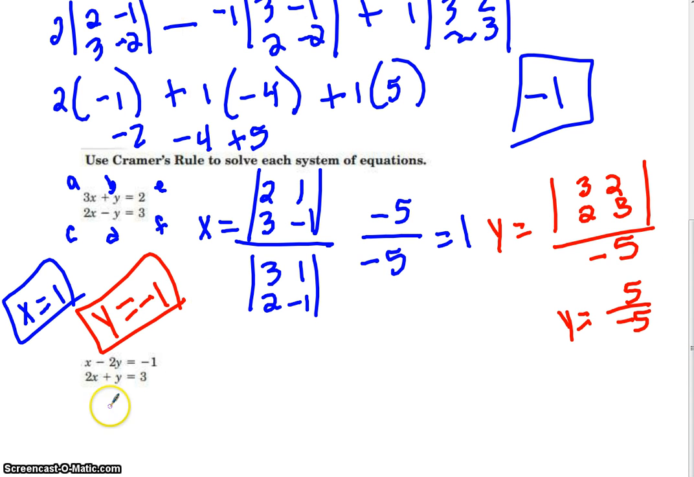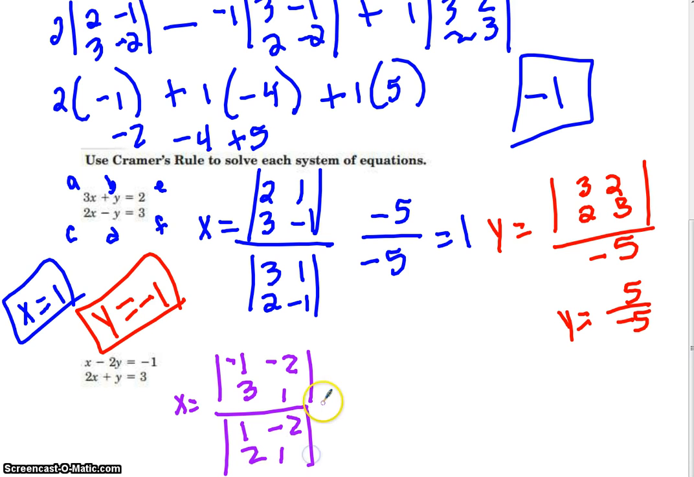So doing the same thing here, make sure you know your A, B, C, D, E, F. And so for X, on the top, you're going to be doing EBFD. So -1, -2, 3, 1. On the bottom, you're going to do ABCD, 1, -2, 2, 1. So -1 minus -6, and so that is going to be a 5 on top, and then 1 minus negative 4, and so that is going to be a 5 on the bottom, which is 1. So x equals 1 is part of your answer.